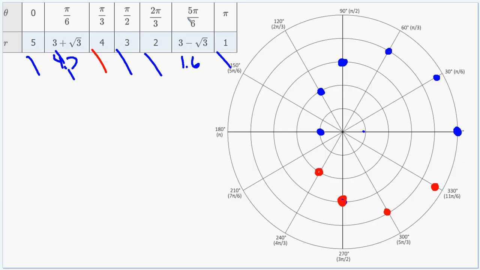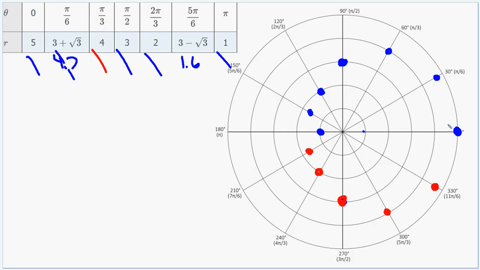Oop, did I miss my 5 pi over 6, 1.6? Yeah, 5 pi over 6, 1.6, and 0.6 is a little more than half. So we would have to go straight down, and we're right there. Oops, I'm not on the line. There we go. All right, let's connect the dots, see what it looks like.